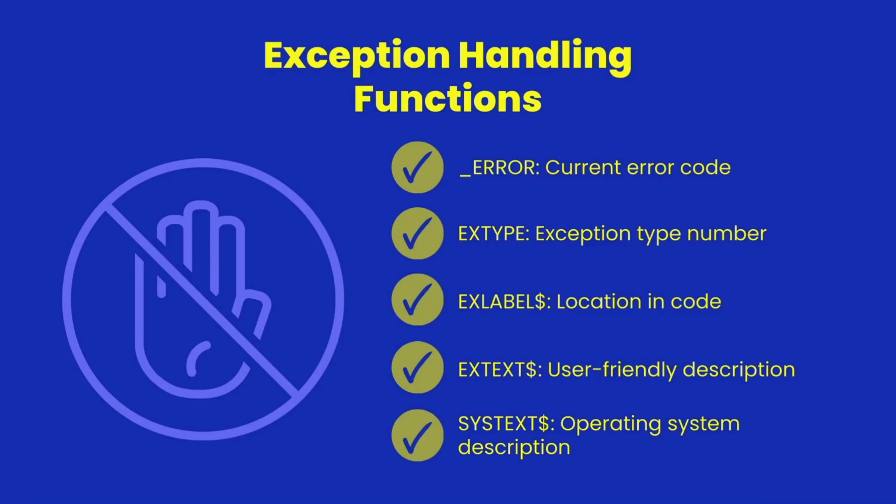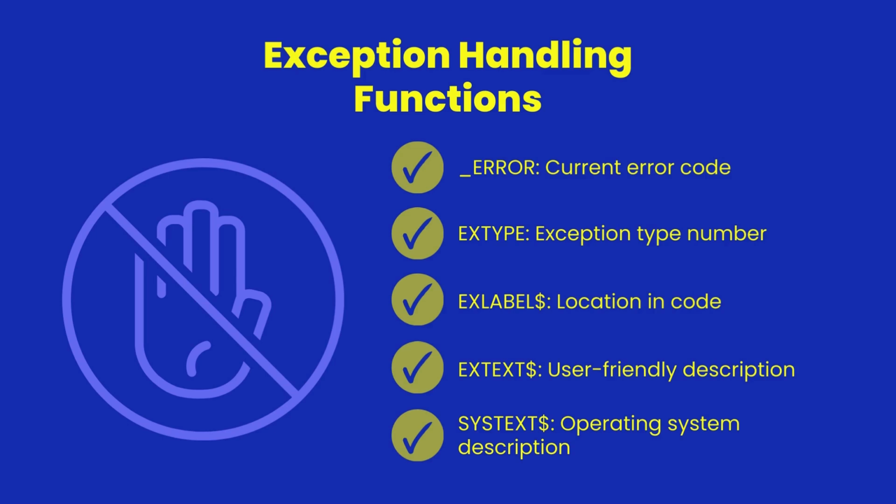Let's discuss the functions related to exception handling in Sheerpower. The following functions are used for managing exceptions. _error, this function provides the current error code. EXTYPE, this function returns the exception type number. EXLABEL, this function gives the location in the code where the exception occurred.